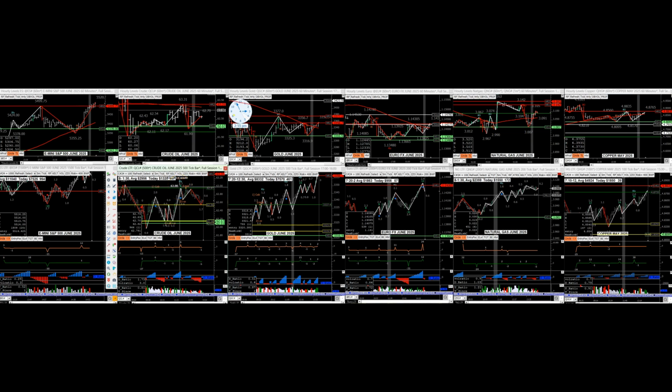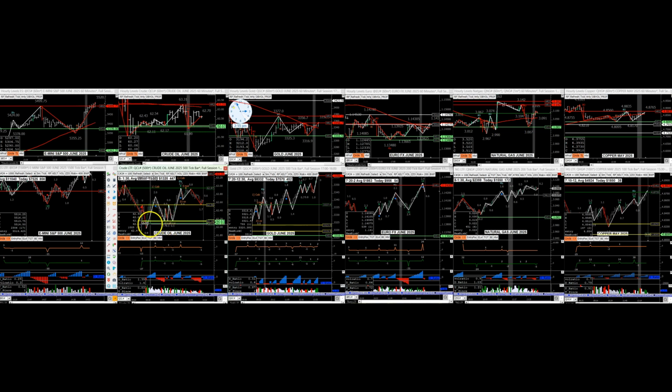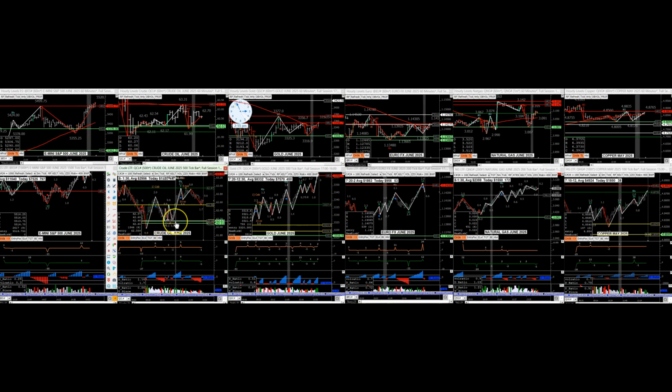So some of these moves are really crappy, but you can still capitalize on them. And although there wasn't a big trend, the risk reward is almost 4 to 1. All right, it's over 3 to 1.